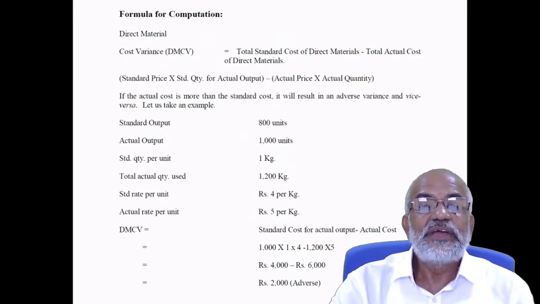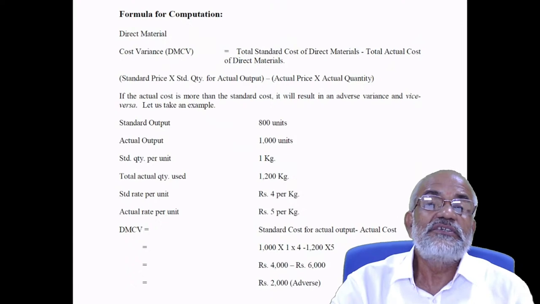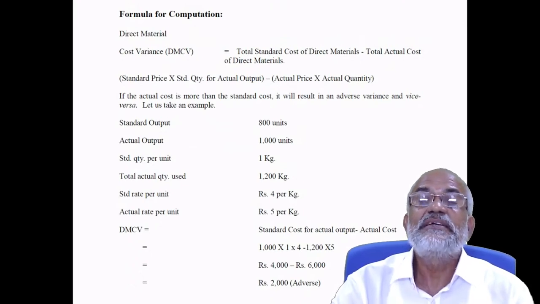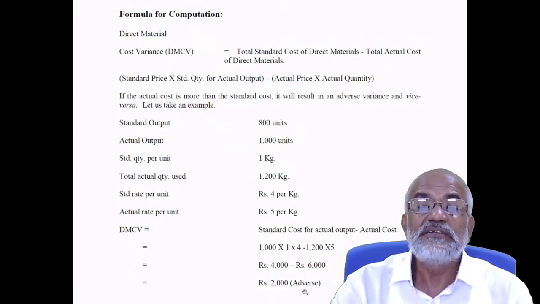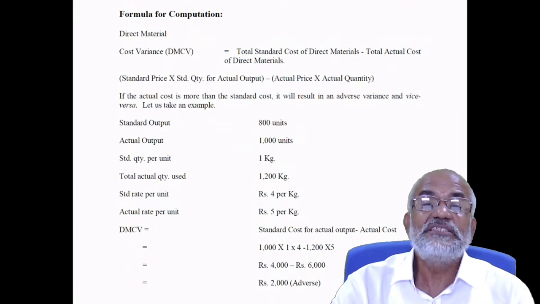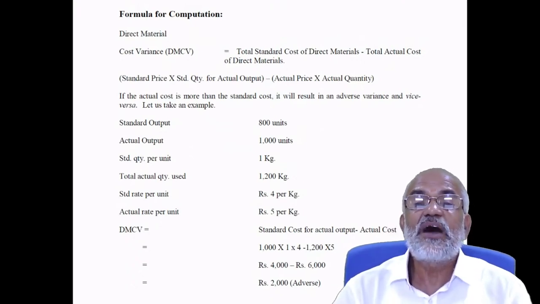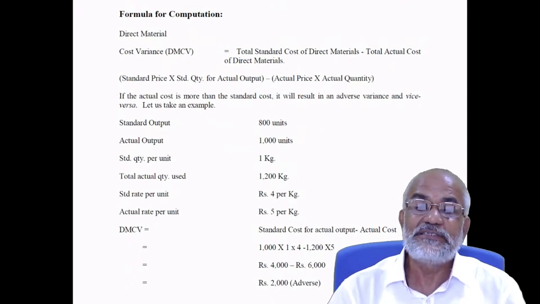Standard rate per unit is 4 kg and actual rate per unit is 5 kg. So at this juncture, if we calculate the direct material cost variance, the equation would be standard cost for actual output minus actual cost. It would be 1000 into 1. 1000 is the actual output and 1 is the standard quantity per unit, and it has to be multiplied with 4, minus 1200, that is the total actual quantity used, into 5. 5 means the actual rate per unit.